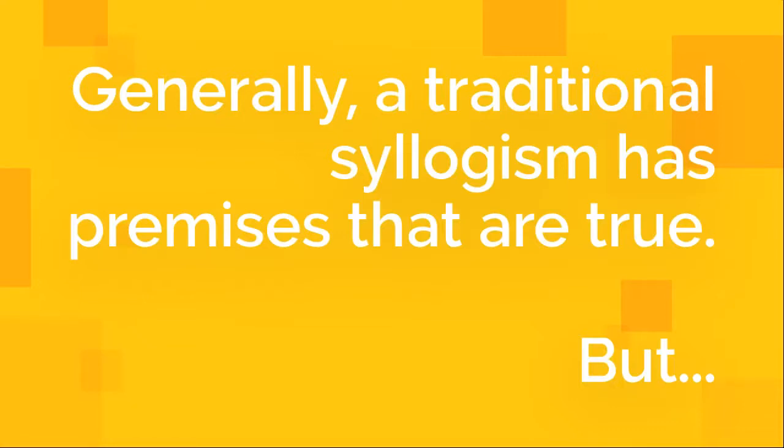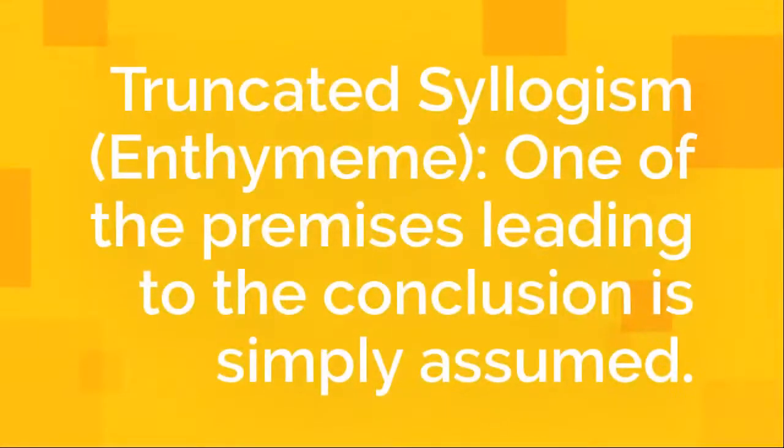We're arguing a position. So even though a syllogism has premises that are true, you notice that the premises we looked at may not necessarily be true in this case. And guess what? That's okay, right? So this is what we mean by a truncated syllogism, also known as an enthymeme. It means that at least one of the premises leading to the conclusion is simply assumed. So it's not absolutely true. It's assumed to be true.